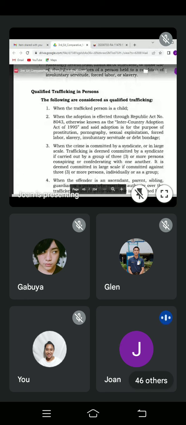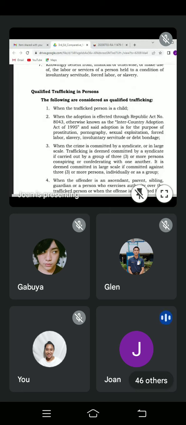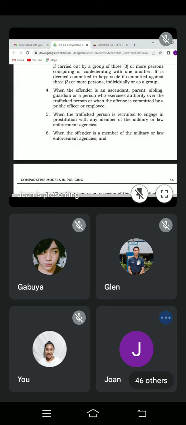So, when we say qualified trafficking in persons, it becomes qualified trafficking in persons because of the word "qualified" before the word trafficking. This is actually a special complex crime wherein the penalty is higher than that of ordinary trafficking in persons. Why is it higher? Because the act is more serious.